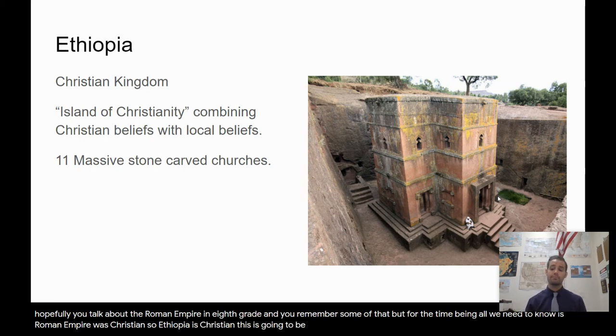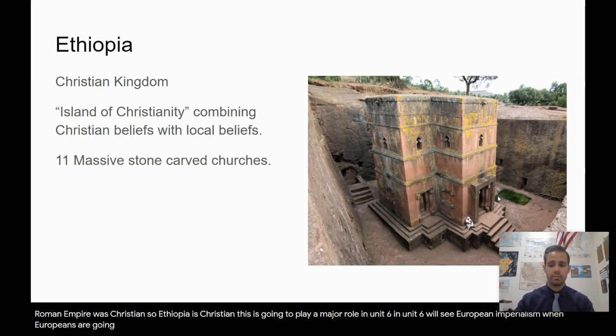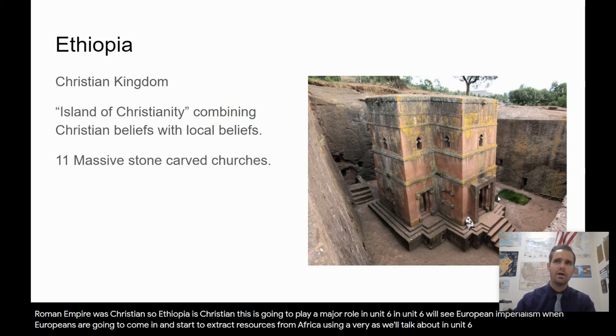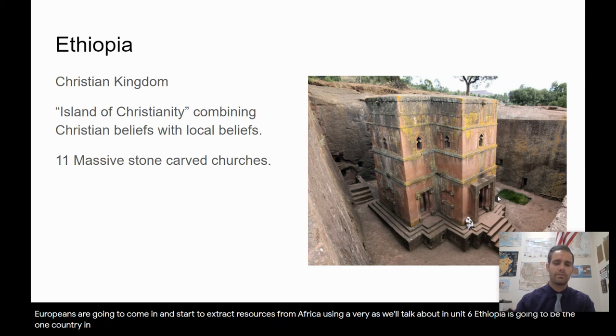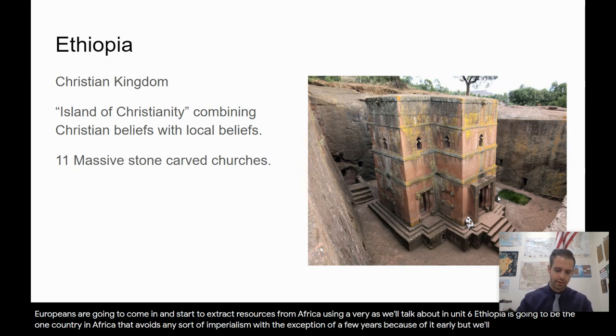This is going to play a major role in Unit 6. In Unit 6, we'll see European imperialism, when Europeans are going to come in and start to extract resources from Africa using very violent methods, as we'll talk about in Unit 6. Ethiopia is going to be the one country in Africa that avoids any sort of imperialism, with the exception of a few years because of Italy, but we'll talk about that later.